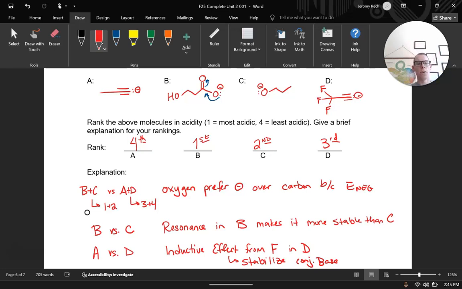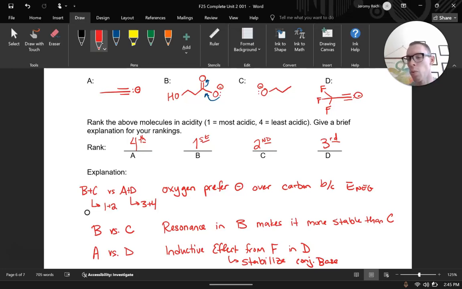And that's where we can use those general trends from our last video rather than blindly memorizing some pKa's. If you wanted to go based purely on pKa, in B, we know that the pKa of a carboxylic acid is around 5. For C, the pKa of an alcohol is in that 15 to 16 range. And then the pKa of our alkyne is going to be around 25. So we know that B is going to beat C, and that's going to beat A and D. So you have that relative ranking based on pKa.